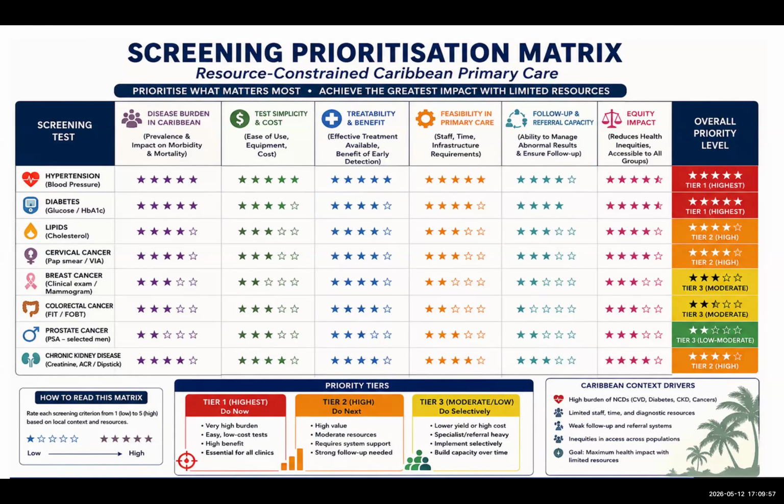So screening methods such as blood pressure measurement and blood glucose testing are simple, inexpensive, and easily incorporated into routine clinic visits. Importantly, early treatment is available and can significantly reduce complications such as stroke, kidney failure, and cardiovascular disease. Chronic kidney disease screening is also considered high priority because CKD is closely linked to hypertension and diabetes. A simple test such as serum creatinine or urine albumin can identify disease early on before progression.